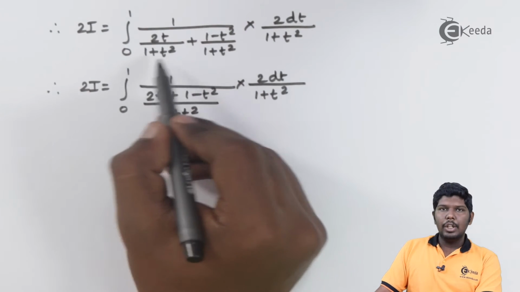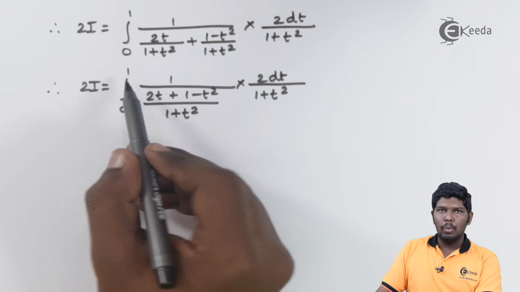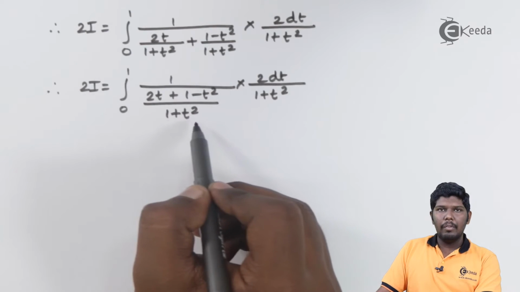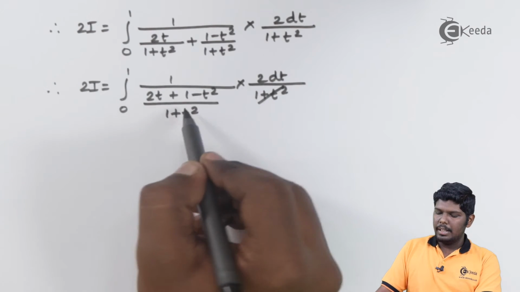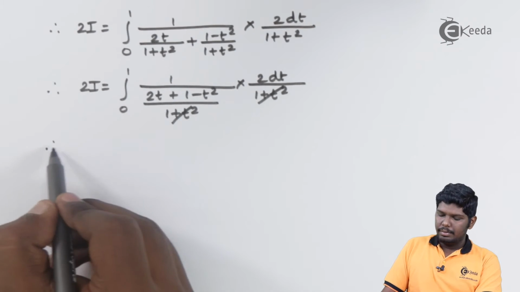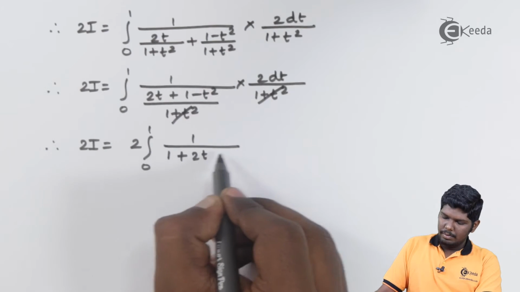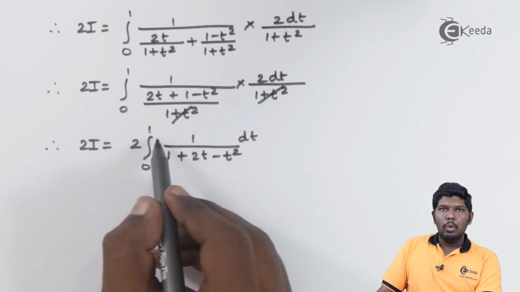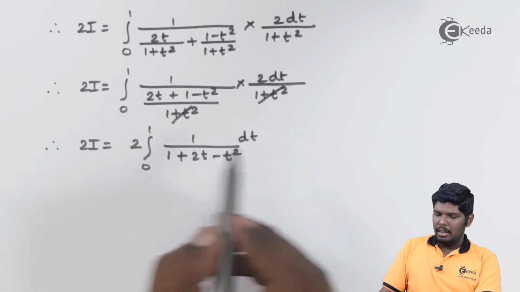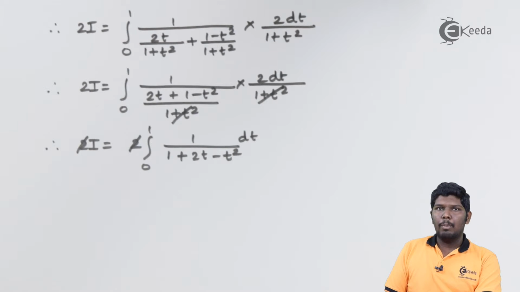As the denominator of these two fractions is same, we can directly add the numerator, and we have integral 0 to 1 upon (2t plus 1 minus t square) the whole divided by 1 plus t square, and hence 1 plus t square will be cancelled. Taking these 2 outside the integral, we have 2 integral 0 to 1, 1 upon 1 plus 2t minus t square dt. Here 2 will be cancelled and the integral is in the form of 1 upon quadratic.